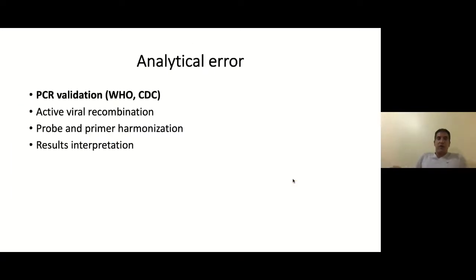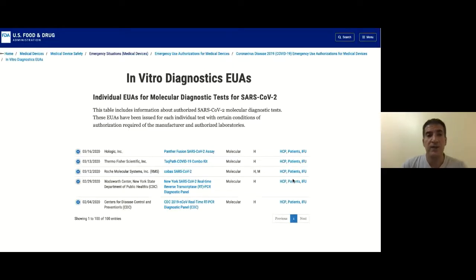Analytical error, what do we mean by that? That means, what type of PCR machine are you using? Is it validated or not? What type of probe and primer are they using? How did they validate it? Last time I checked the FDA page, actually that was 2 weeks ago, they already have, as you see here, almost 100 available PCR tests approved by the FDA.